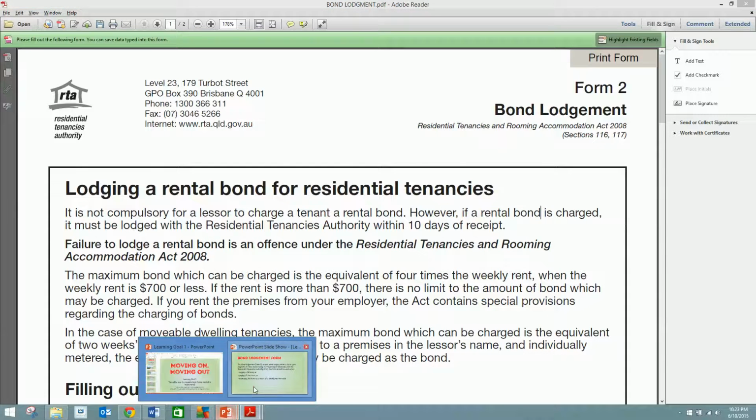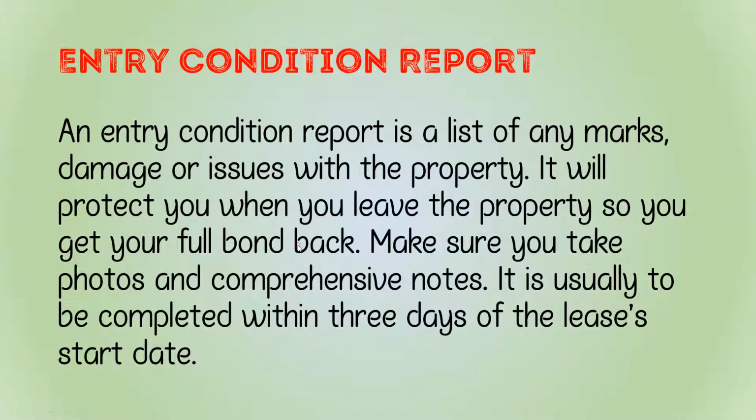That's the bond lodgement form. Next is an entry condition report. That's a list of any marks, damage or issues with the property. It will protect you when you leave the property, so you get your full bond back. Make sure you take photos and comprehensive notes. It is usually to be completed within 3 days of the lease's start date.